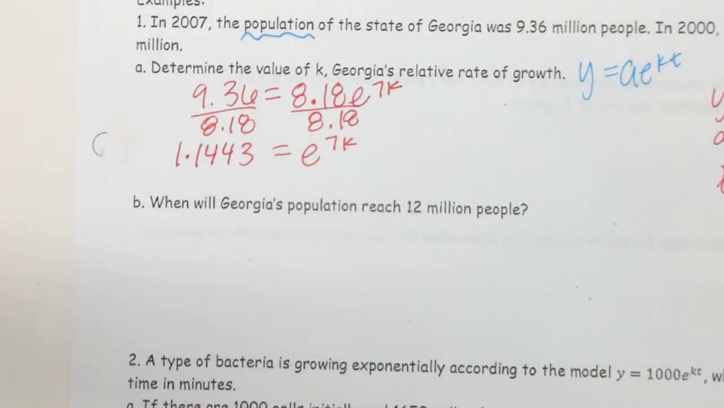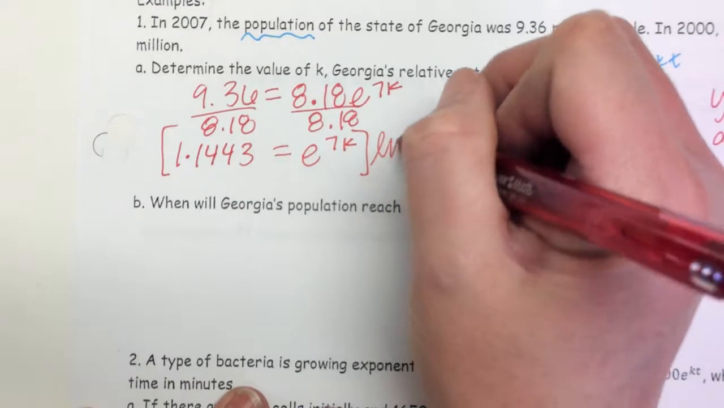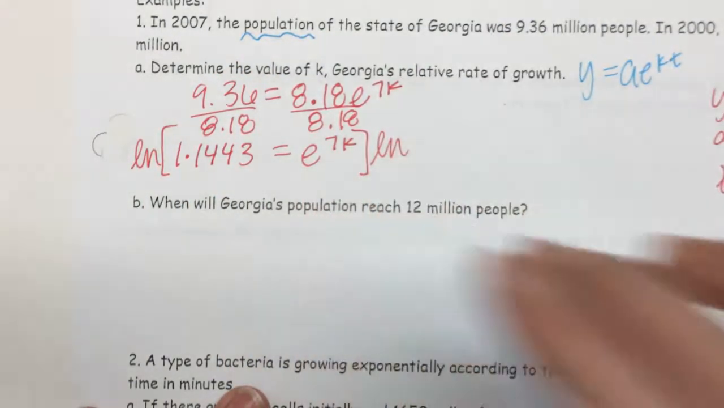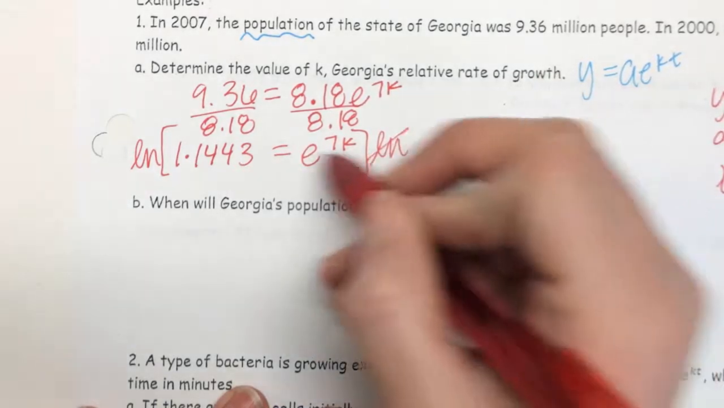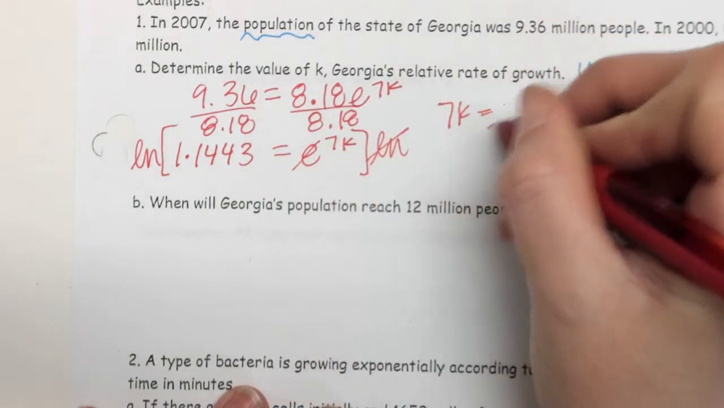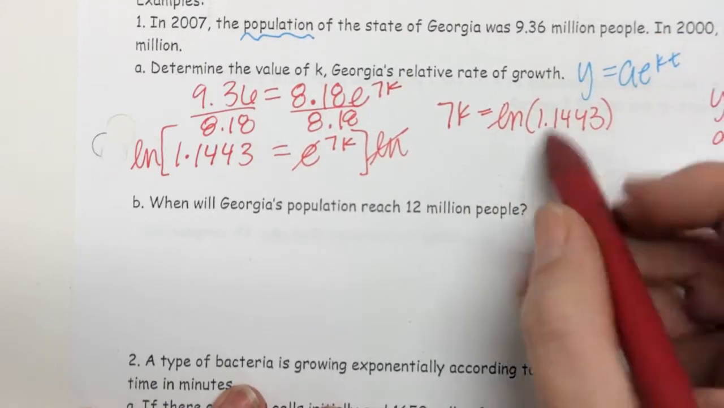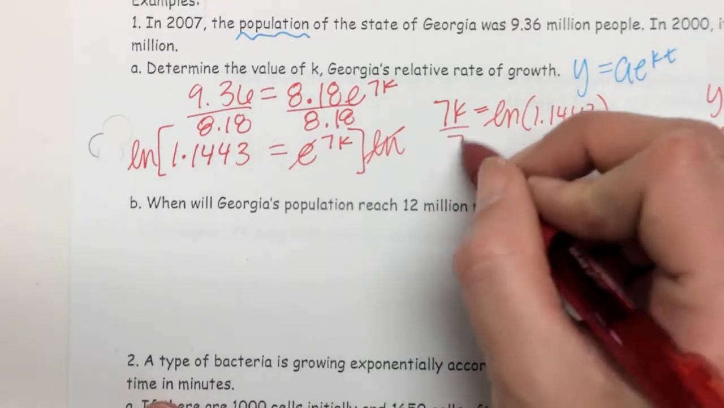Now we need to get rid of what? By doing what? Very good. ln on both sides. So what will we have on the right side? Good. Just 7k equals ln of 1.1443. So after I find ln of 1.1443, I would divide it by what? 7. Go ahead and do that.